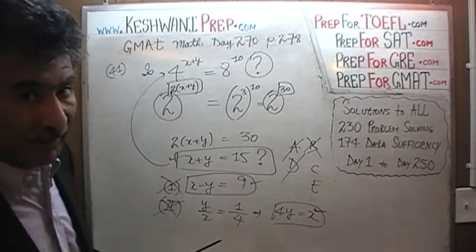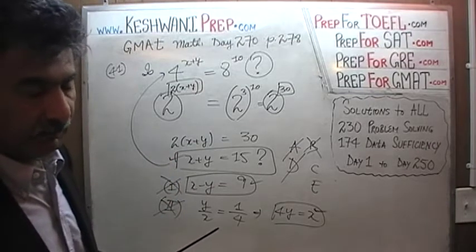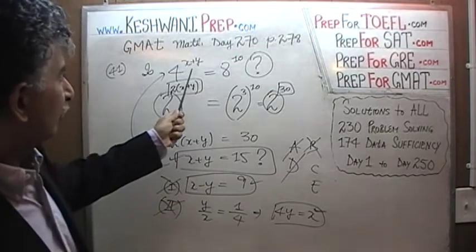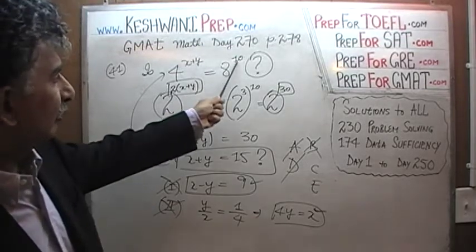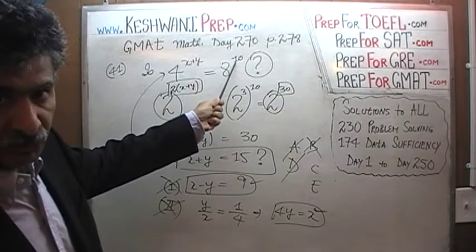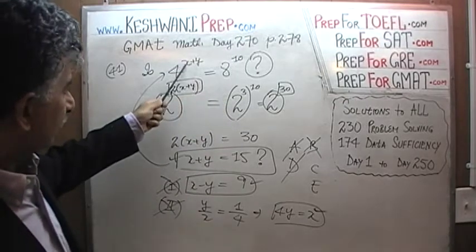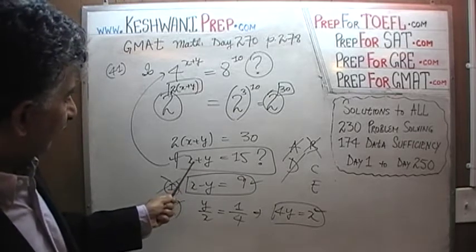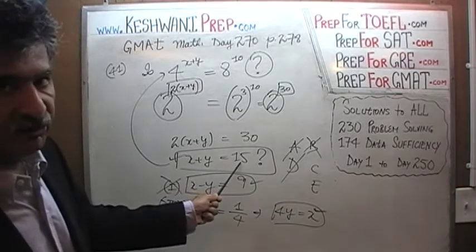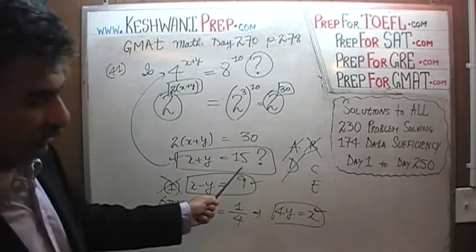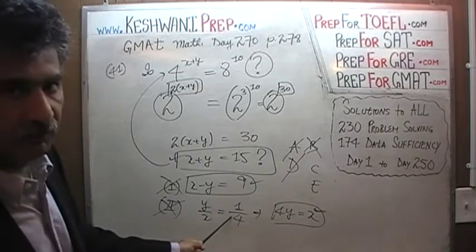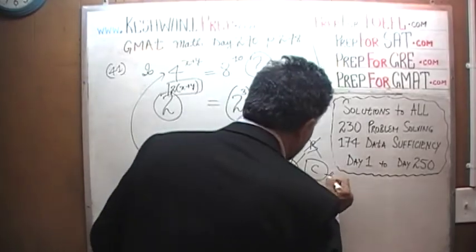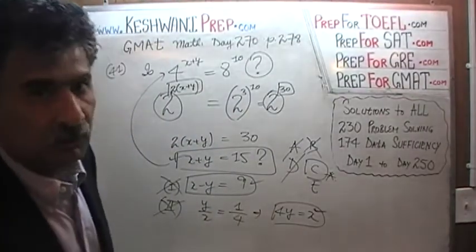The way they asked the question was, is 4 raised to x plus y equal to 8 raised to 10? Which boils down to, we rephrase the question, and now the question as it stands is, is x plus y equal to 15? And we can answer that question very easily by solving for x and y from these two equations. The answer is C. Putting the two statements together will do the job nicely.